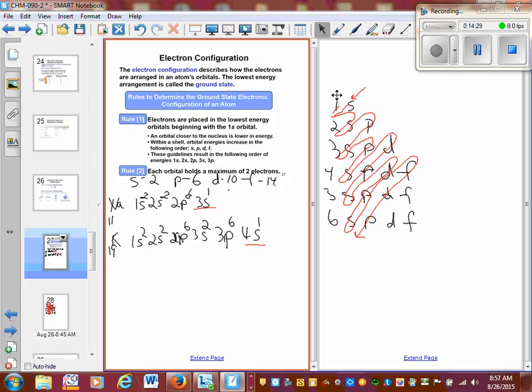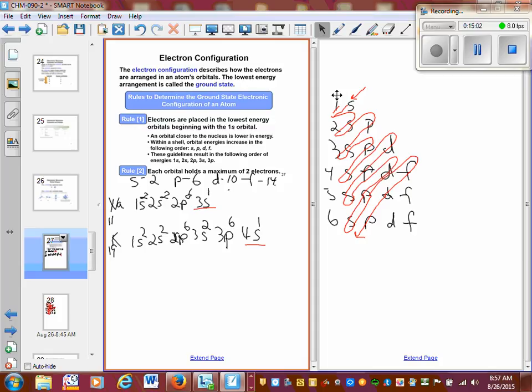Now, let's look at the transition metals. How many columns? The transition ones are the ones in the middle. No, not the bottom. 10. How many d electrons are there? 10. Another coincidence? I think not.